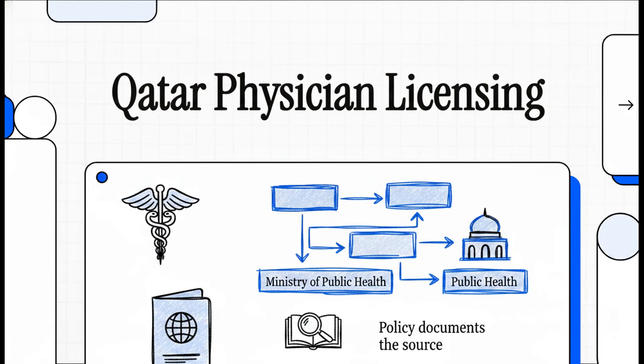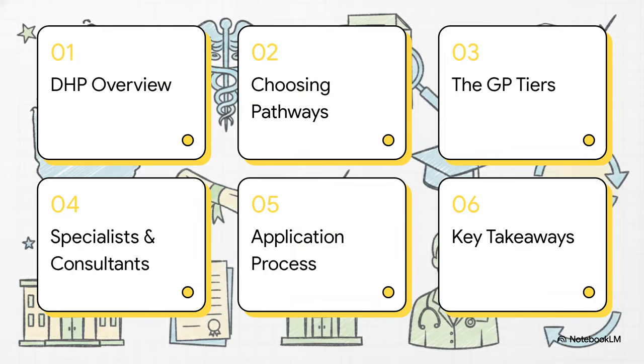Okay, let's dive right into this. So, here's our game plan for today. We'll start with a quick DHP overview, then we'll get into choosing your correct pathway. After that, we'll break down the GP tiers, look at specialists and consultants, walk through the actual application process step by step, and wrap it all up with some key takeaways.